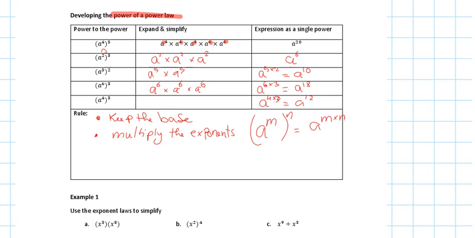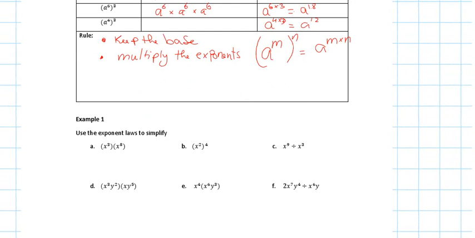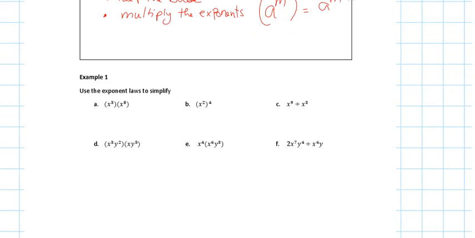Are we good with that? What will be the answer for the first? X to the power of 11. What am I doing to the exponent? Adding them. Perfect. 8 plus 3 is 11. Keep the same base. Okay. How about the second one? X to the power of 8, because I am multiplying the exponent.